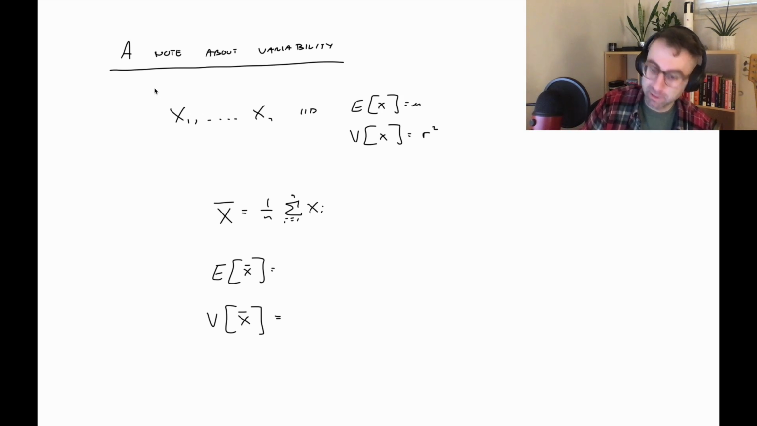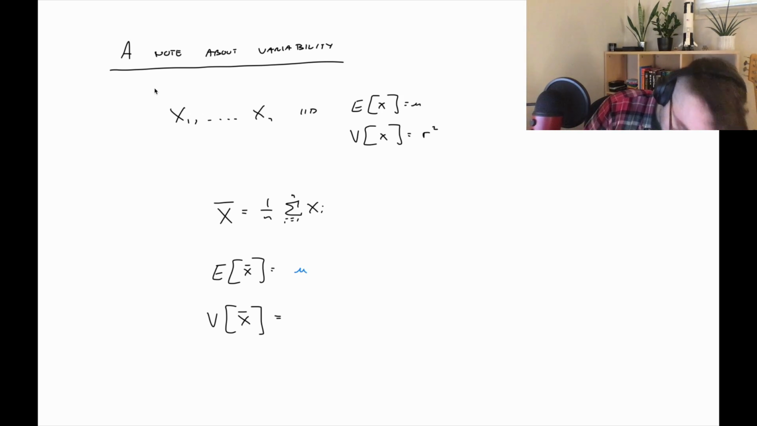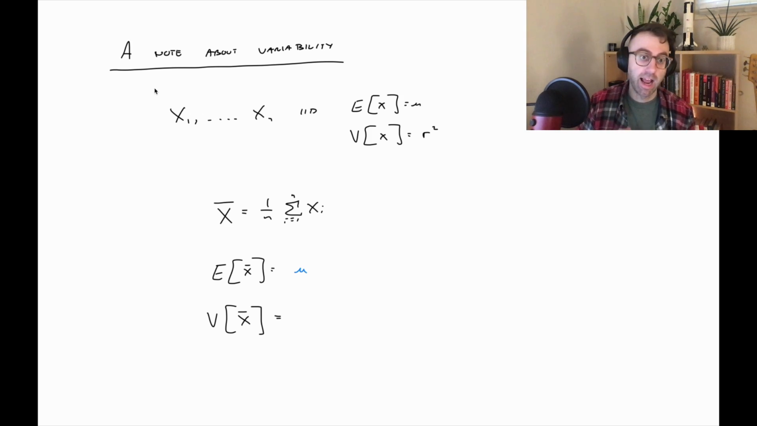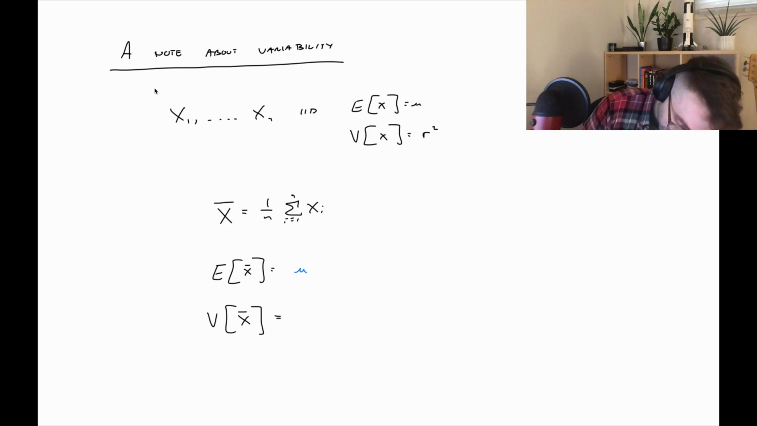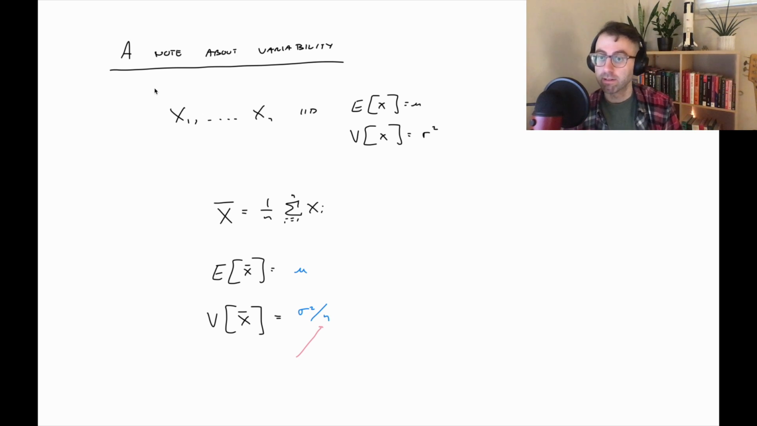The expected value of the sample mean is the true mean, and the variance of the sample mean is the original variance divided by n. And we like this divided by n quite a lot because in this case, we would say that the average of the observations is much less variable than any individual observation.